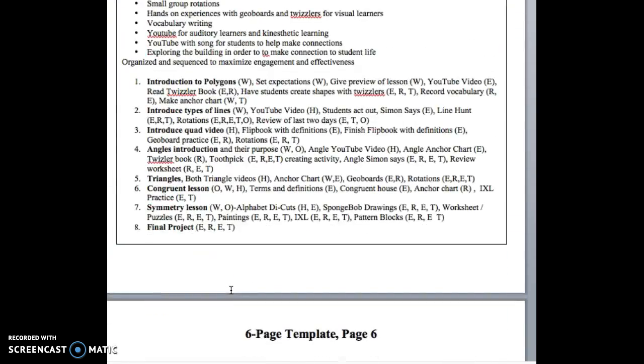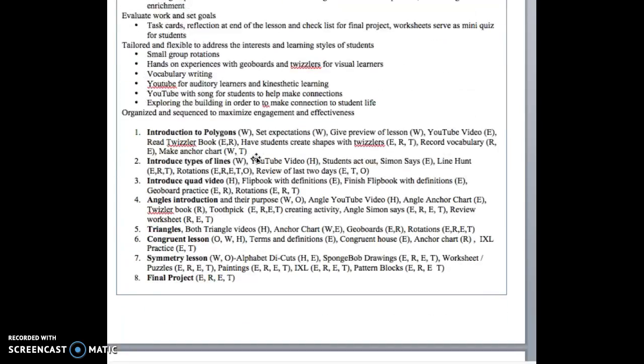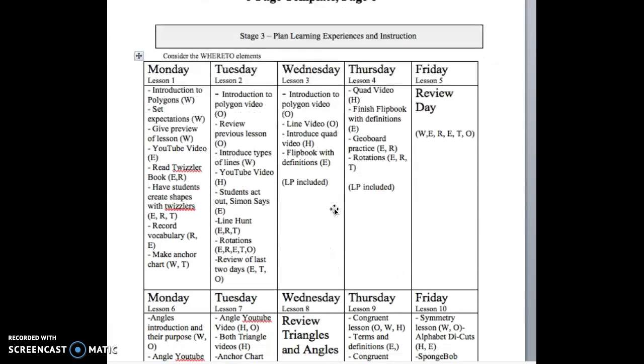Lastly, when I wanted my template, I really wanted to have different hands-on activities that the students could do by watching a YouTube video, using Twizzlers, the Geoboards, etc. I've incorporated all of those in the order that they'll be taught and what exactly they'll be doing. And then I have my calendar that kind of walks it through moment by moment what the students will be doing.